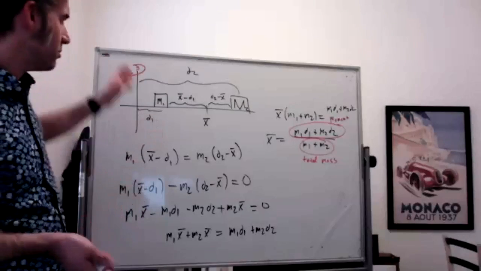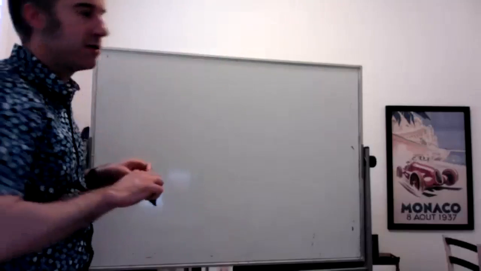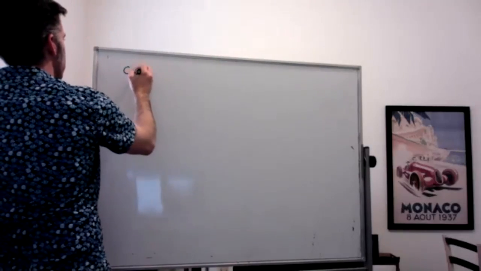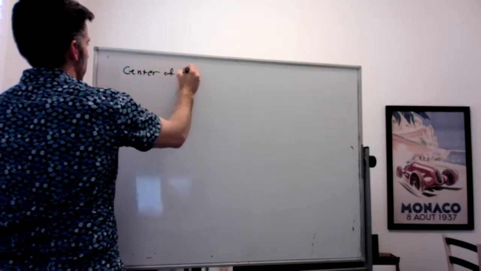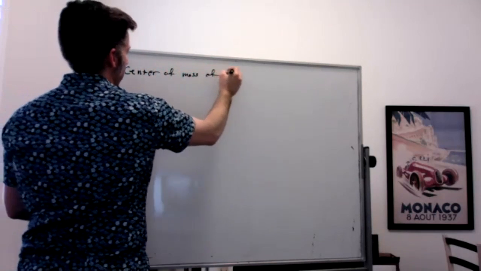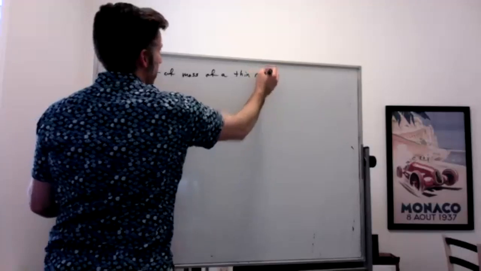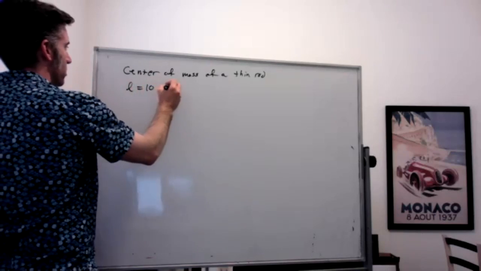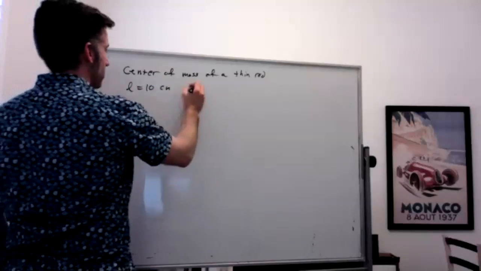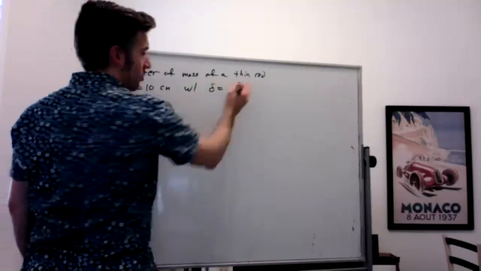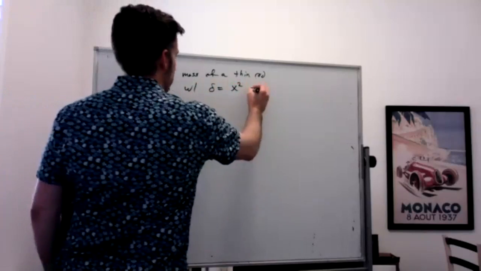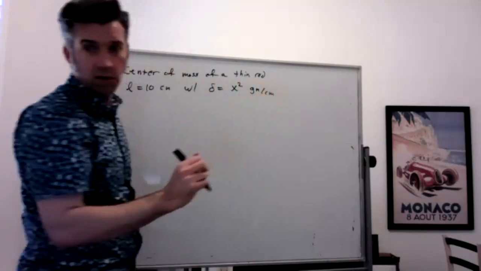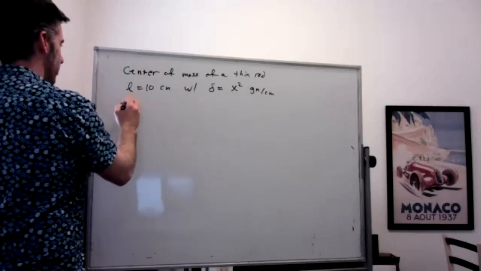You're welcome. Okay, so let's look at this example. I want to find the center of mass of a thin rod with a length of 10 centimeters with density equal to x squared grams per centimeter, as measured from the left end.